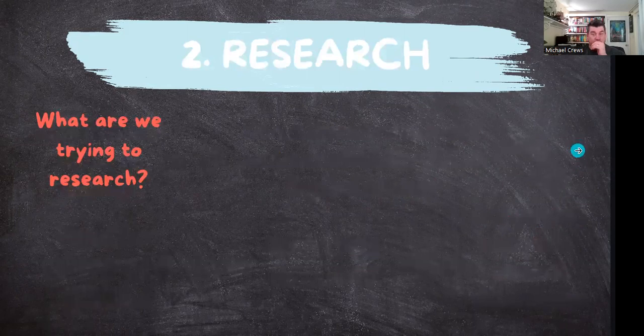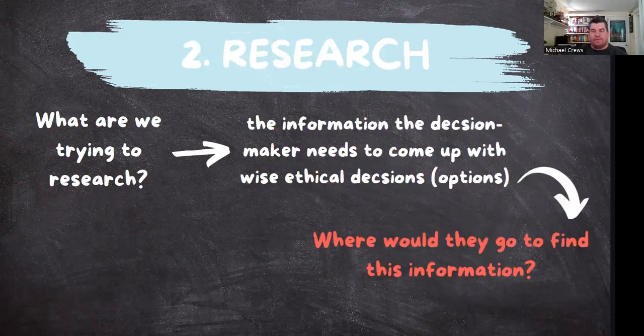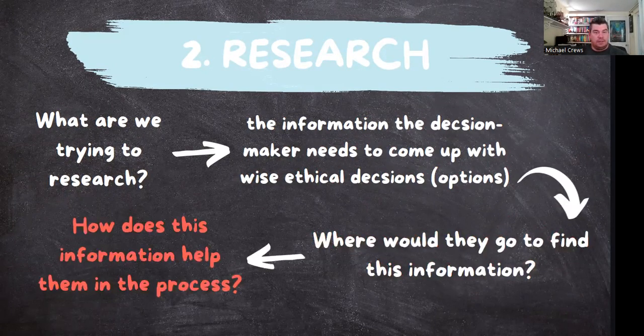So when it comes to research, what are we trying to research? The information the decision maker needs to come up with wise ethical decisions, so options, right? So where do we go to find this information? And how does that information help them in the process? Those are the things that you're going to be writing after you've identified what they should find out, okay?